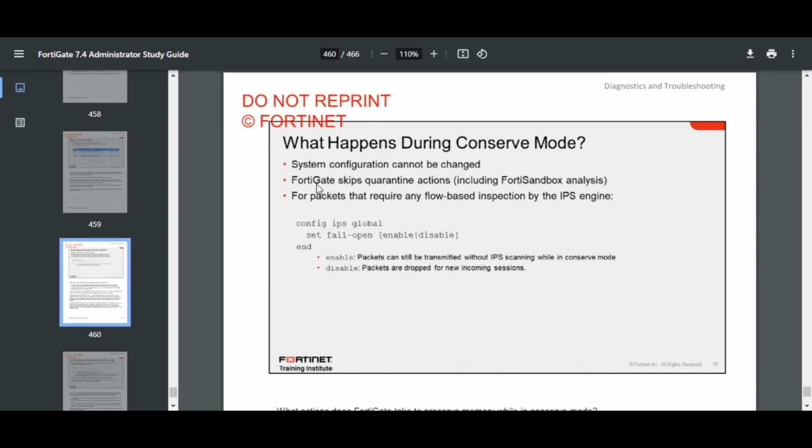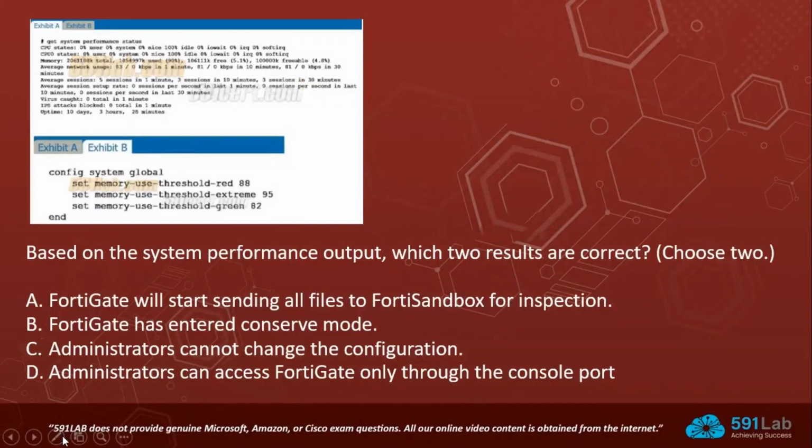Okay, let's go back to the question and find out the correct answer. Answer A, FortiGate will start sending all files to FortiSandbox for inspection. No, this one is incorrect. Answer B, FortiGate has entered conserve mode. Yes, this one is correct because the red threshold was passed. Answer C, administrator cannot change the configuration. Yes, this answer is also correct. Answer D, administrator can access FortiGate only through the console port. No. The correct answers are B and C.